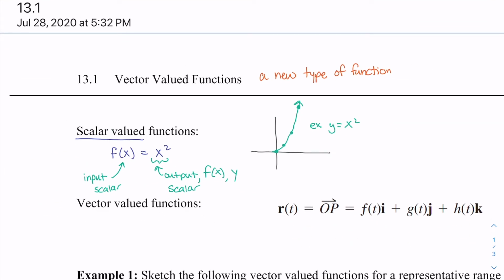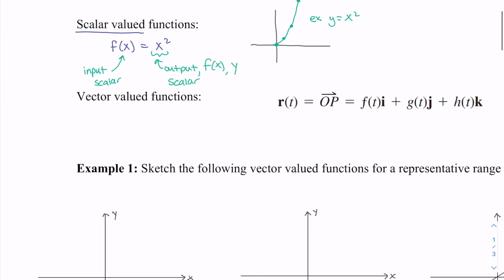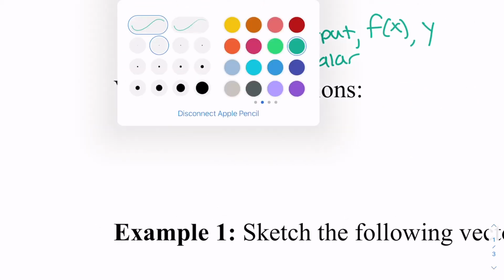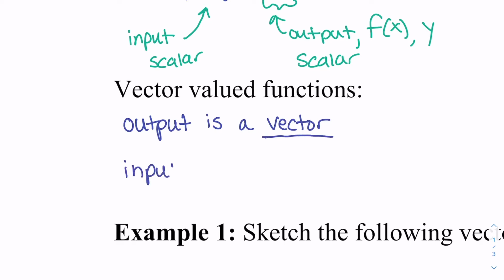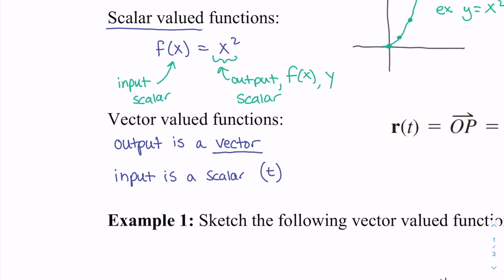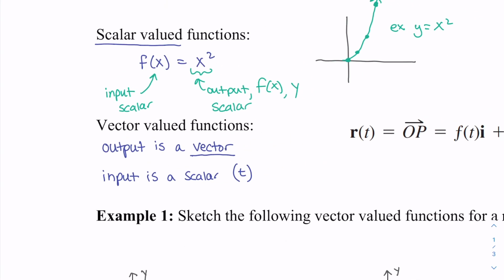So now we're going to talk about vector valued functions where the output of the function is a vector, and the input is a scalar. Typically we use t. The parameter t is our input. So let's take a look at what one of these vector valued functions might look like.